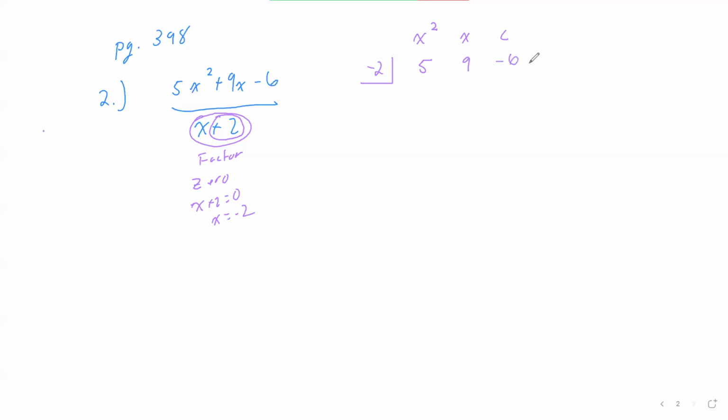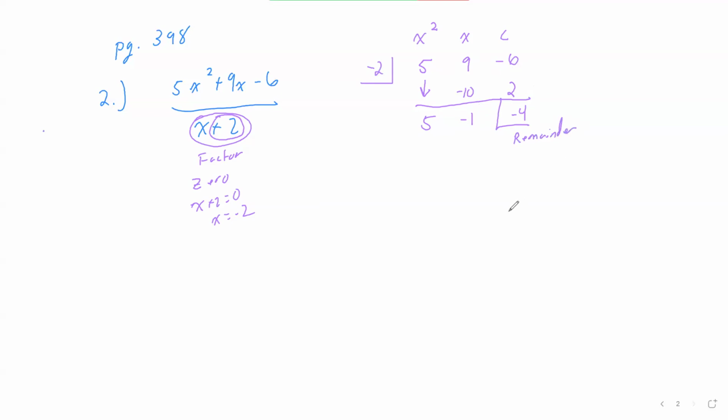Once you have all of your numbers written down, you drop the first number, and then it's a two-step process. You'll multiply, write the result, add. Multiply, write the result, add. And you do that until you can't do that anymore. So this would be -2 times 5 is -10. 9 plus -10 is -1. -2 times -1 is 2. -6 plus 2 is -4. This last number is what we call the remainder.